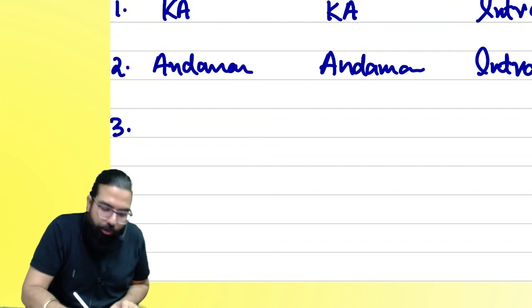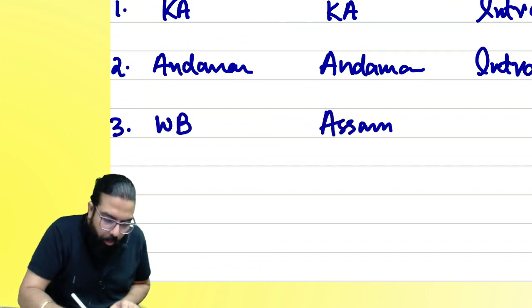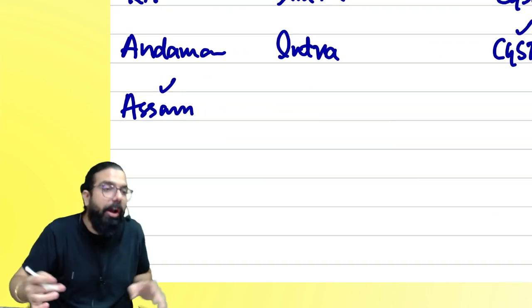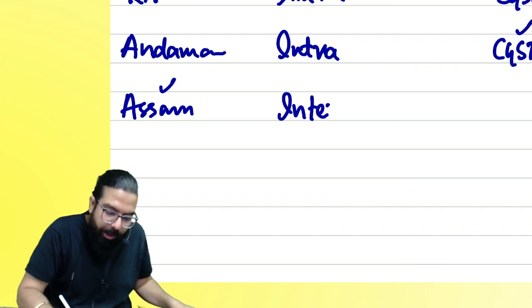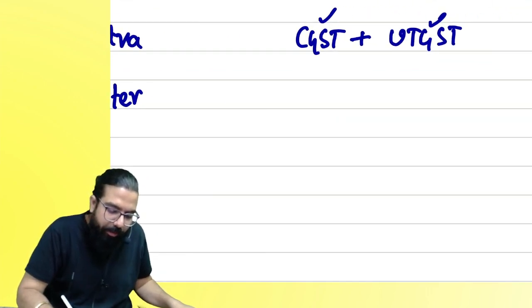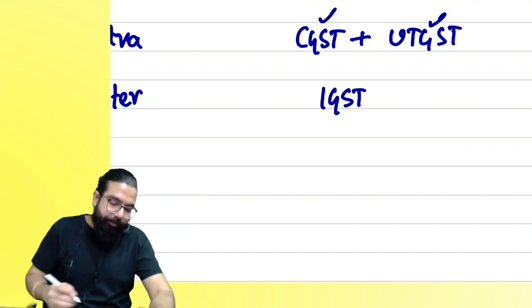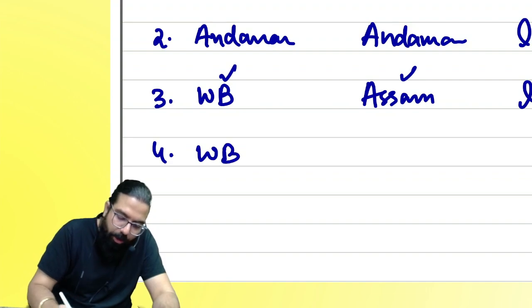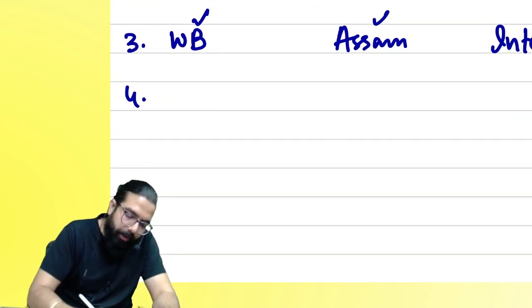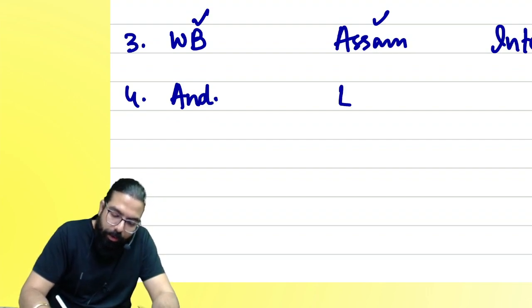Third one. I am supplying goods from West Bengal to Assam. One state, another state. Intra or inter? What will you charge? Any doubt till here? Next. I am supplying goods from West Bengal. Andaman to Lakshadweep.